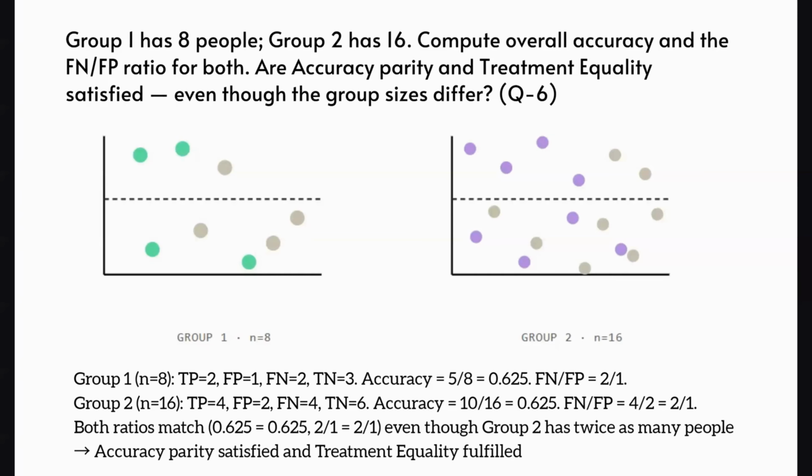FN upon FP: how many false negatives do we have? 1, 2, 3, 4. How many false positives do we have? 2. 4 by 2, that is 2. Similarly here, how many false negatives do we have? We have 2. 1 false positive, 2 by 1. That means I have not made the mistake. So accuracy parity satisfied, treatment equality fulfilled.